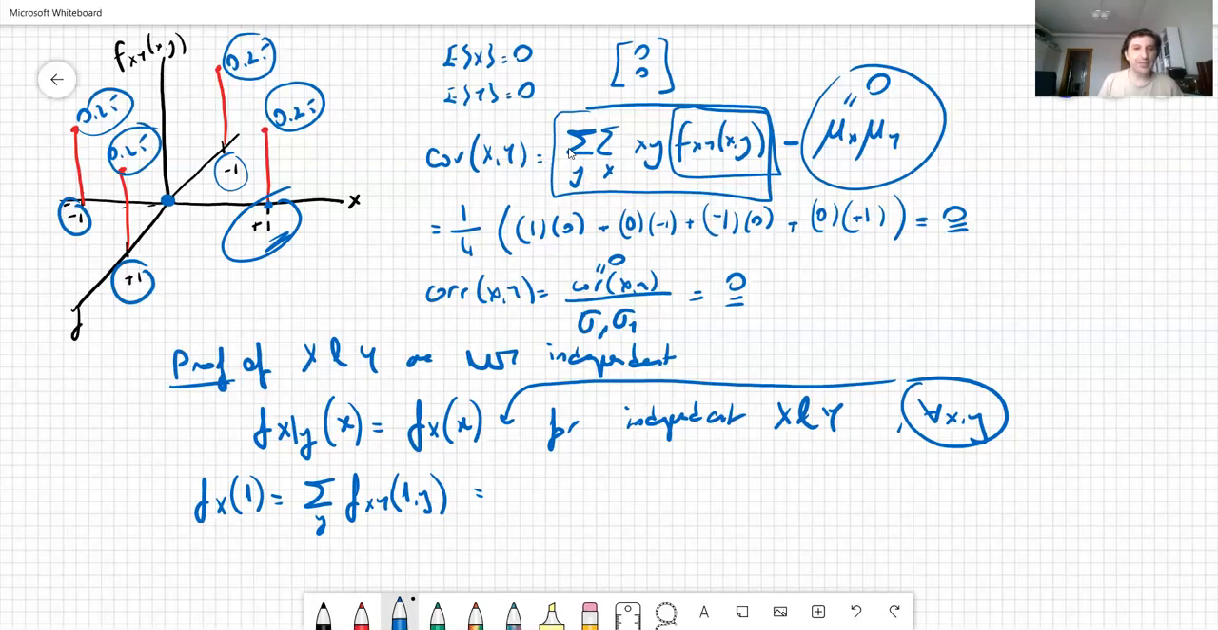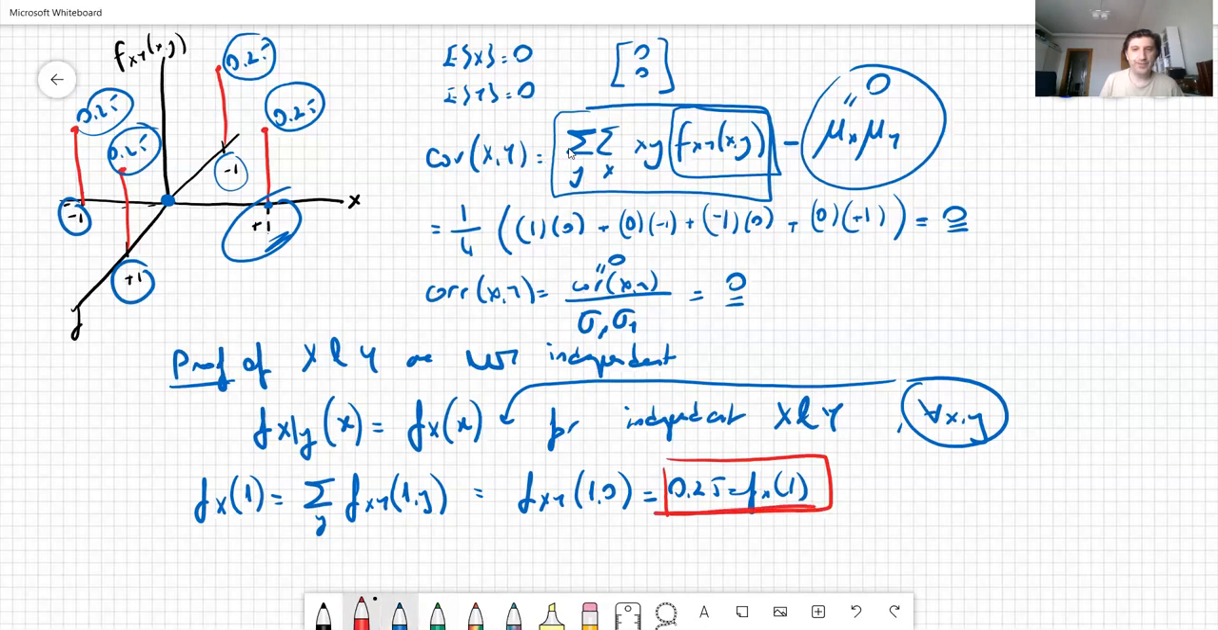So we have at x equal to 1, only when y is equal to 0, a non-zero probability. For other values, there is no other y value when x is equal to 1. Therefore, this is going to be equal to f_XY(1, 0), which is equal to 0.25. That's great. Now let's continue with this part.